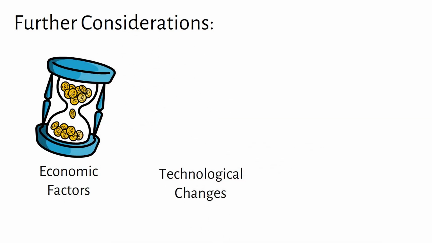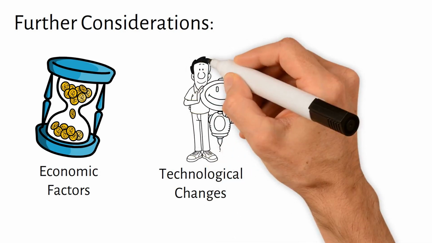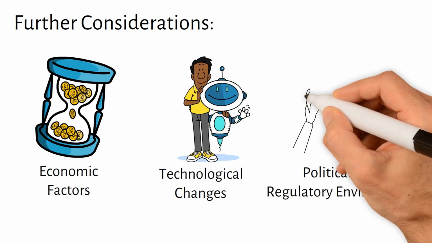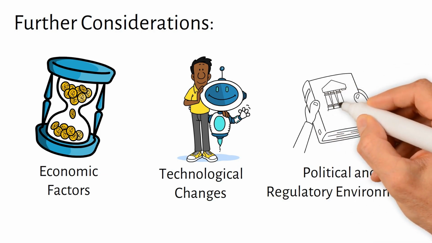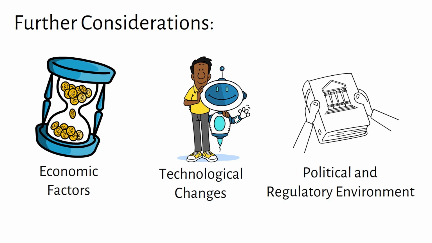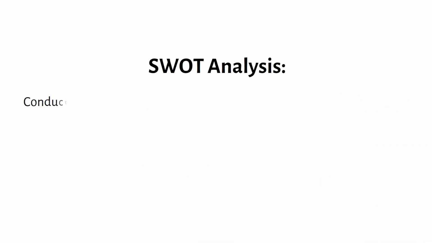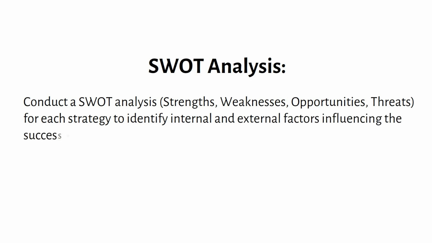Technological changes. Evaluate how technological advancements may affect your industry and chosen strategies. Political and regulatory environment. Assess potential risks associated with changes in government policies, trade regulations, or other political factors. SWOT analysis. Conduct a SWOT analysis, strengths, weaknesses, opportunities, threats, for each strategy to identify internal and external factors influencing the success or failure of the chosen approach.